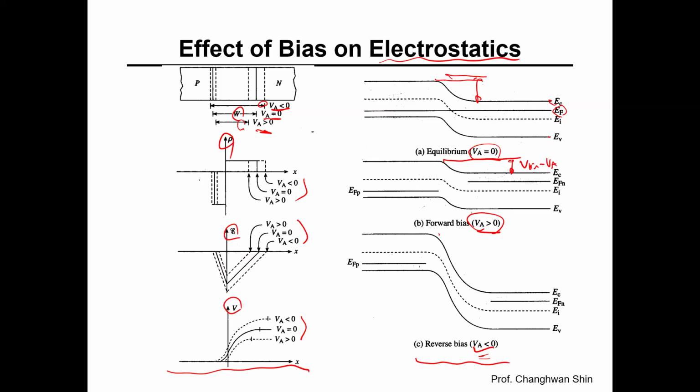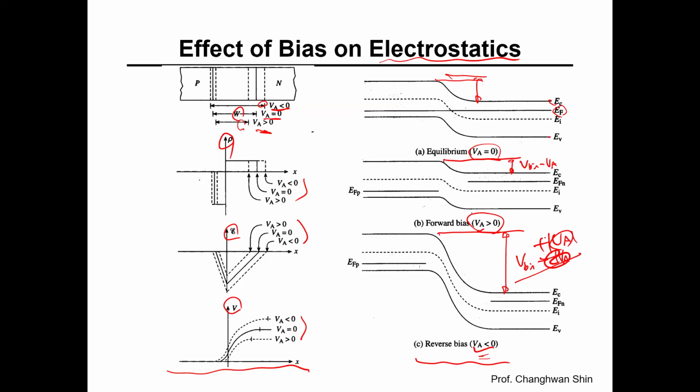Under reverse bias, the barrier height is VBI minus VA, but VA is a negative value. Taking the magnitude of the negative reverse bias, you can say the total potential barrier height has increased from VBI to VBI plus the magnitude of VA. So under reverse bias, the barrier height increases, making it harder for carriers to cross.